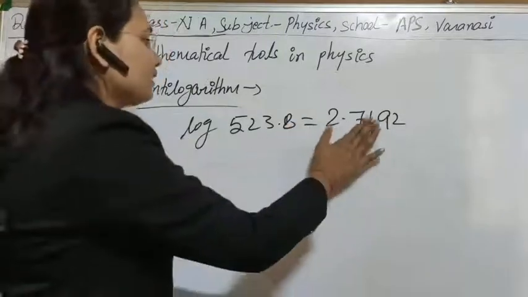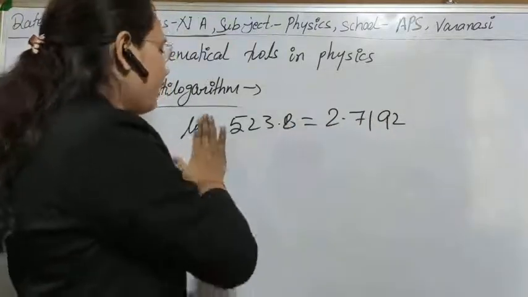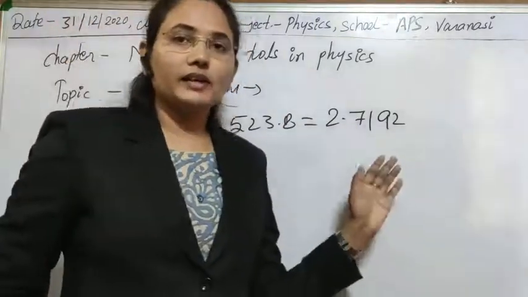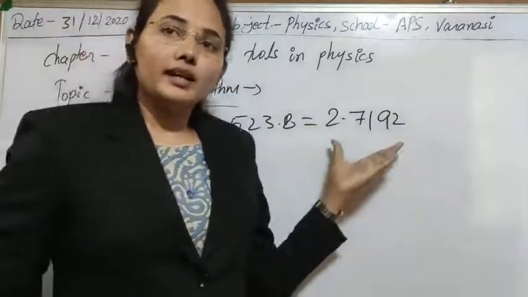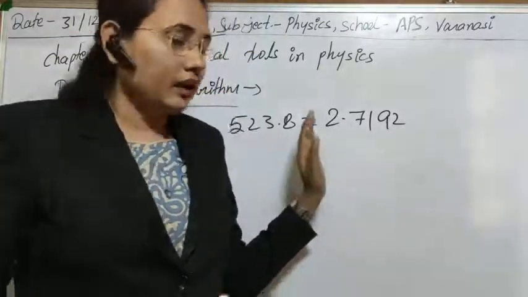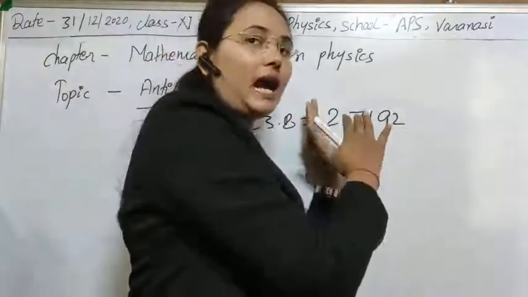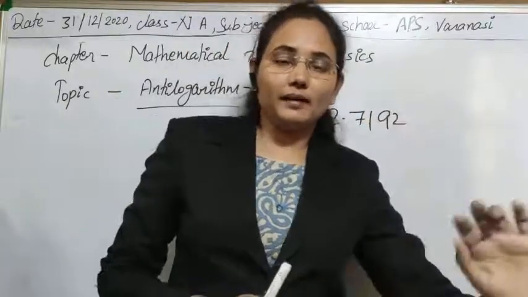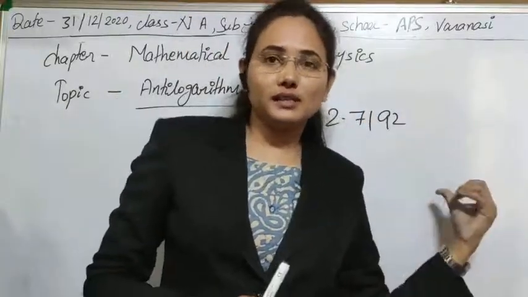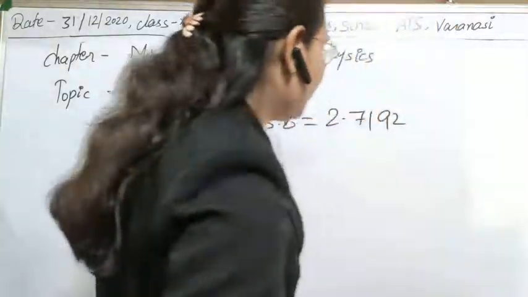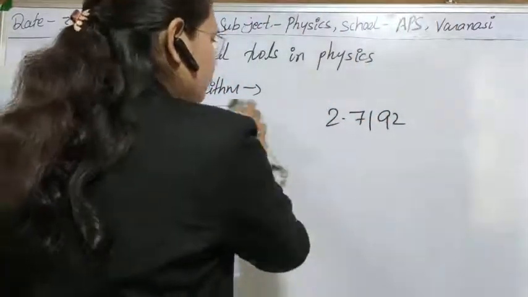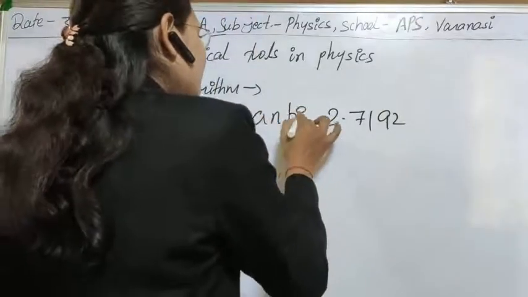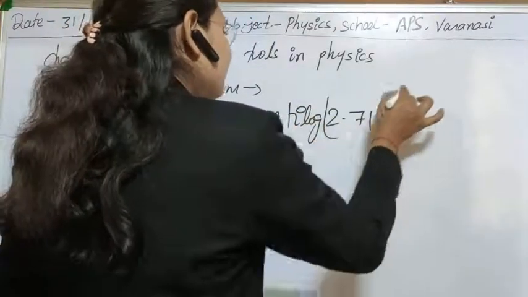Suppose that this number is given to you and you have to solve it, then of which quantity it is the log of. Means if this number is given and we have to find the quantity whose log is this, then for that you have to take the anti-log of this quantity.